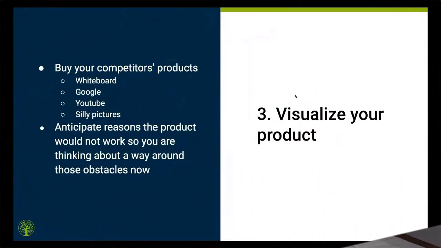Additionally, as you think it through and try to experience what it looks like, or grab the competitor product and use it, and then write an idea on the wall, you have to let your brain go. You literally have to think of everything. Anything is possible. This is the creative stage, so have fun with it. Another part of this is you need to anticipate the reasons the product would not work, so that you are thinking about a way around those obstacles right now. There will be obstacles, so try to think of those.